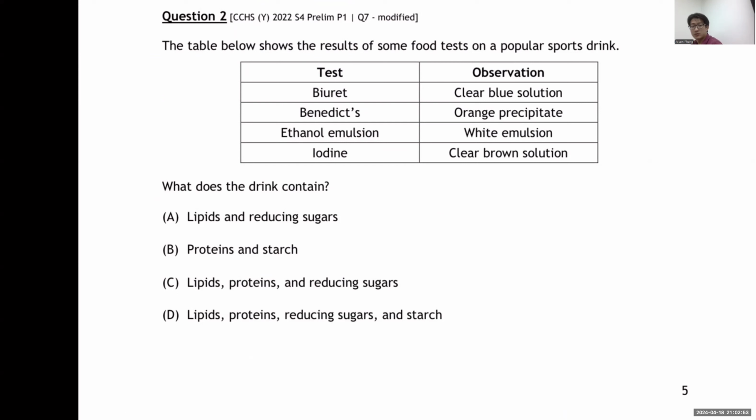Can you share with us your answer for question 2, please? Lipid is for which test? It's in the name of the test. Which one? Ethanol emulsion. Lipid, ethanol emulsion. White is present. Yes, you are correct. For reducing sugar, which test is it? Absolutely. And yes, the answer is A.